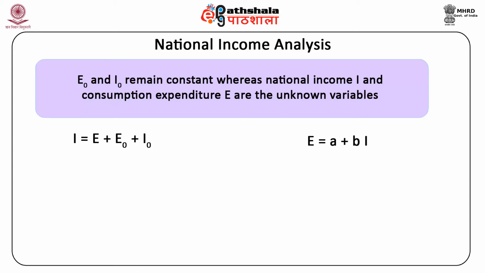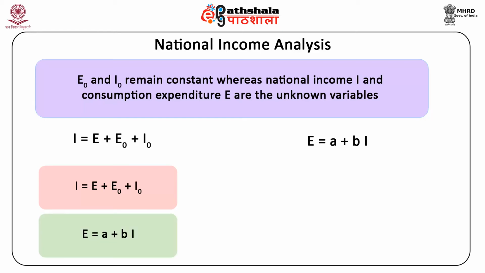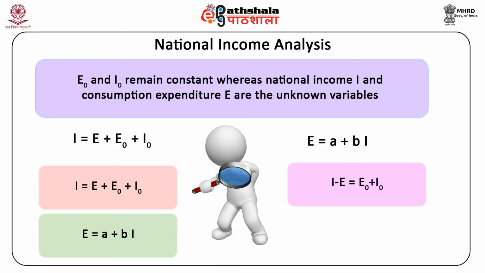So, the complete national income analysis can be represented by the 2 by 2 linear system of two equations in two unknowns I and E. That is, I is equal to E plus E0 plus I0, E is equal to A plus BI, or I minus E is equal to E0 plus I0, or minus BI plus E is equal to A.